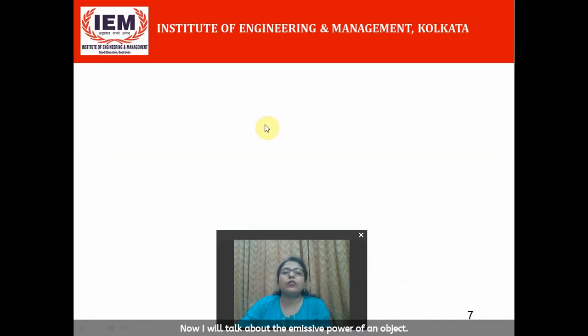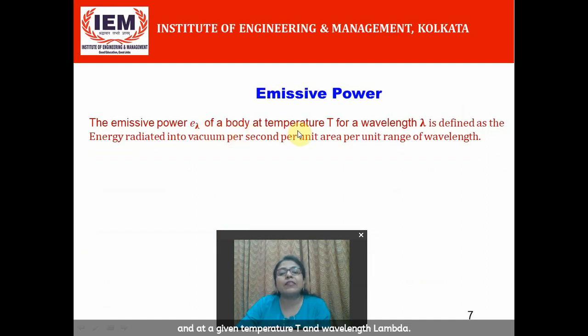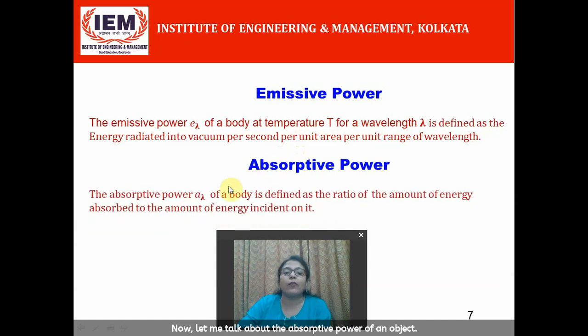Now I will talk about the emissive power of an object. So the emissive power of an object is denoted by E lambda, and at a given temperature T and wavelength lambda, it is defined as the energy that is radiated into vacuum per second per unit area per unit range of wavelength. Now let me talk about the absorptive power of an object. The absorptive power of an object is denoted by A lambda, and that is defined as the ratio of the amount of energy absorbed by the object to the amount of energy incident on it.